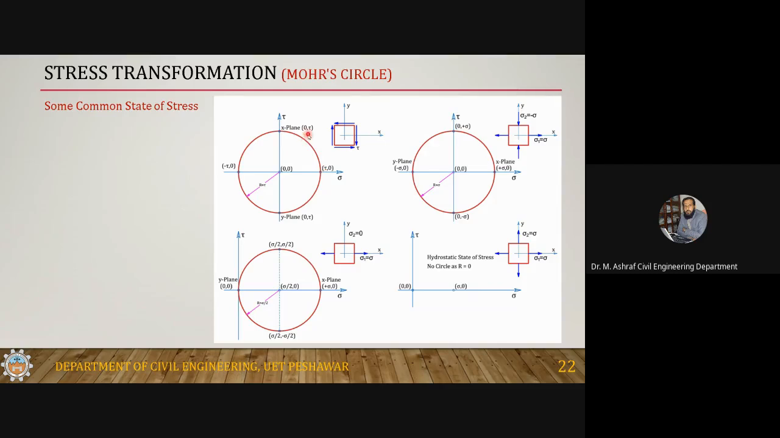If this is pure shear, then the corresponding principal stresses are also equal in magnitude to the shear. Suppose tau is 100, then the principal stress will also be equal to 100. If this is tau, then this is also tau, and this is minus tau. Now this is a state of stress where sigma 1 is sigma and sigma 2 is minus sigma.